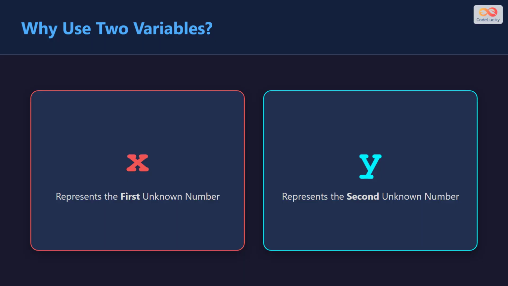You might be used to solving problems with just one variable, like x. However, when a problem involves two unknown quantities, it is often much simpler to assign a unique variable to each one. We typically use x for the first number and y for the second number. This allows us to write two separate equations that describe the relationship between them.